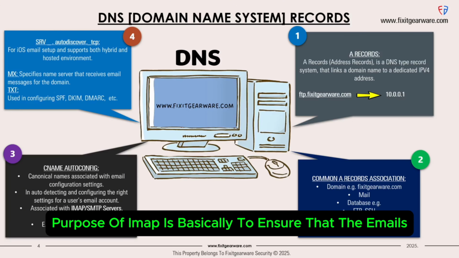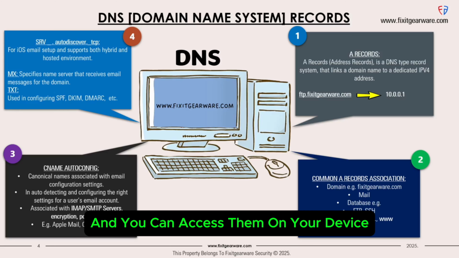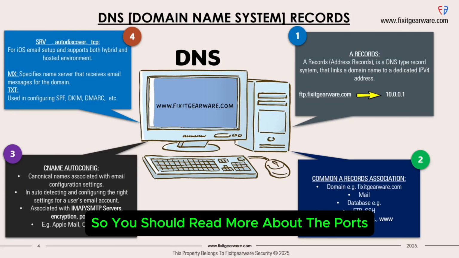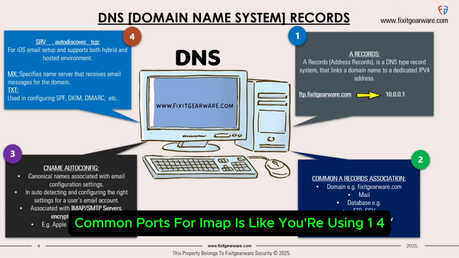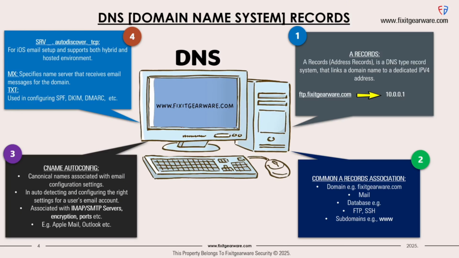The purpose of IMAP is basically to ensure that the emails are constantly on the server and you can access them on your device from anywhere in the world. So you should read more about the ports. Common ports for IMAP is 143 unencrypted. And of course, if you want to implement SSL and TLS, then you have to use port 993.